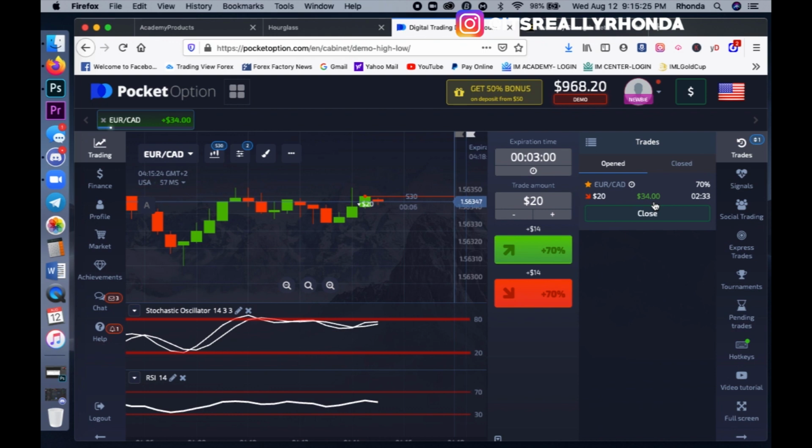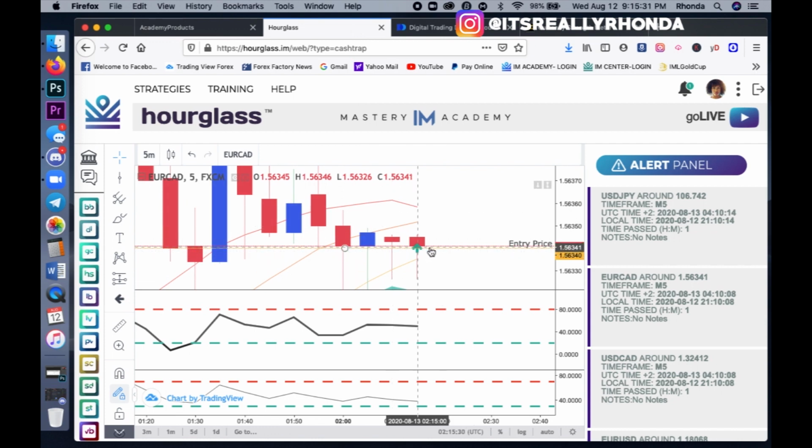Okay, so we'll let this trade run. Wait for it to close out. 2 minutes, 30 seconds. Right? This is where we got it from. So we have it here. We'll just wait for the trade.